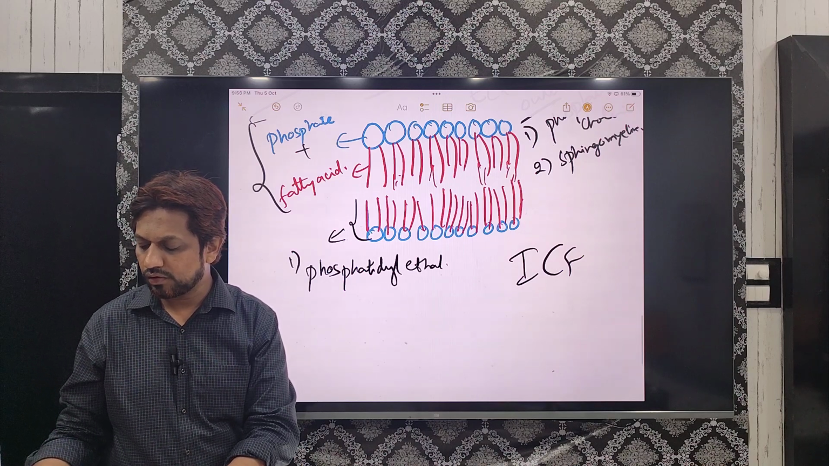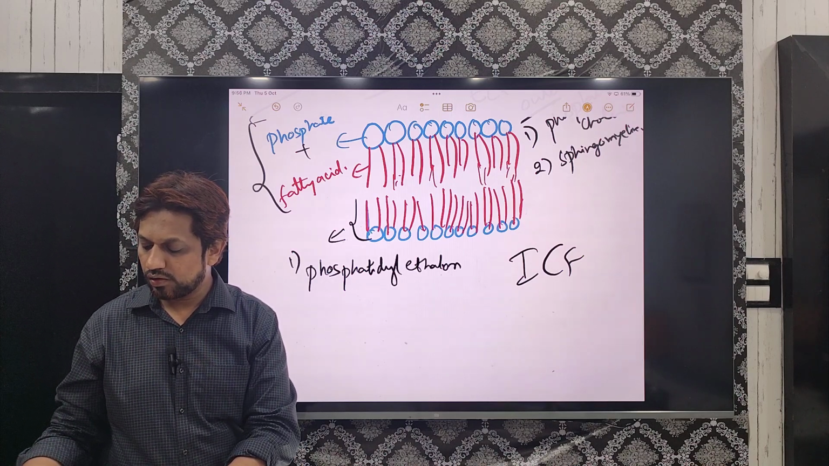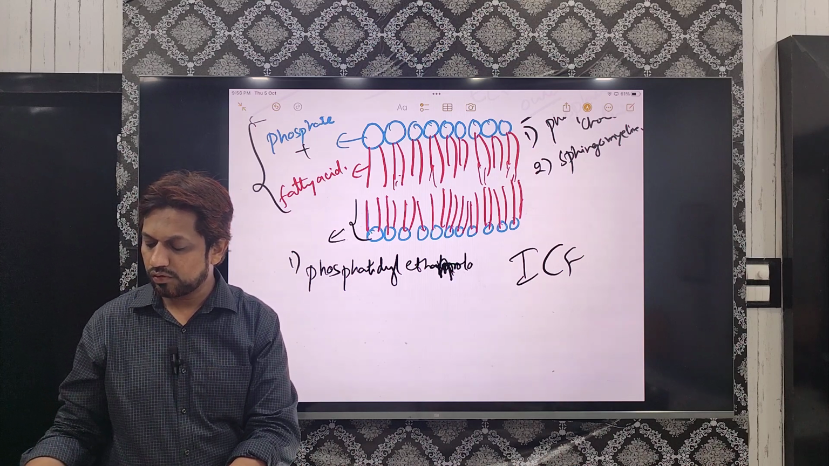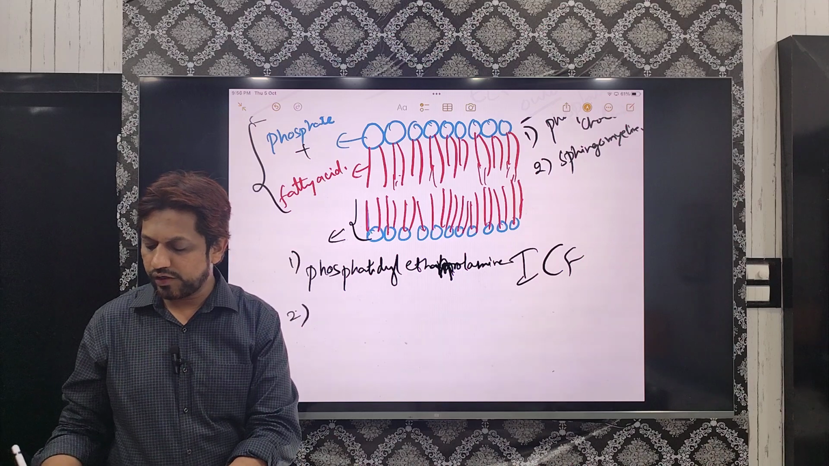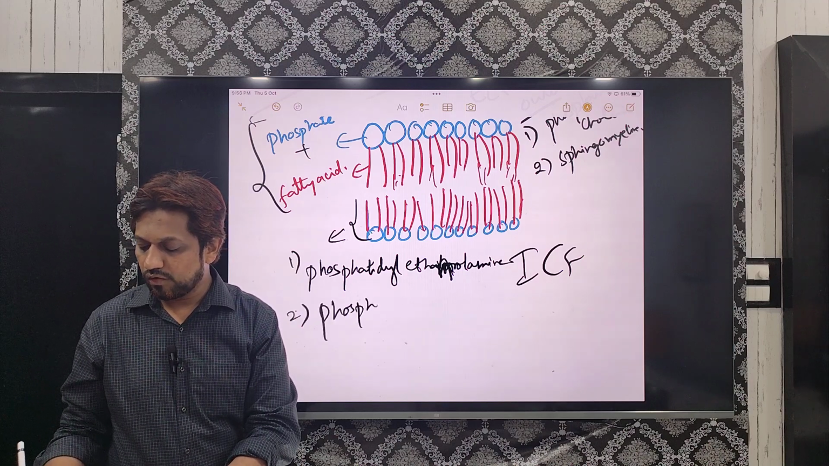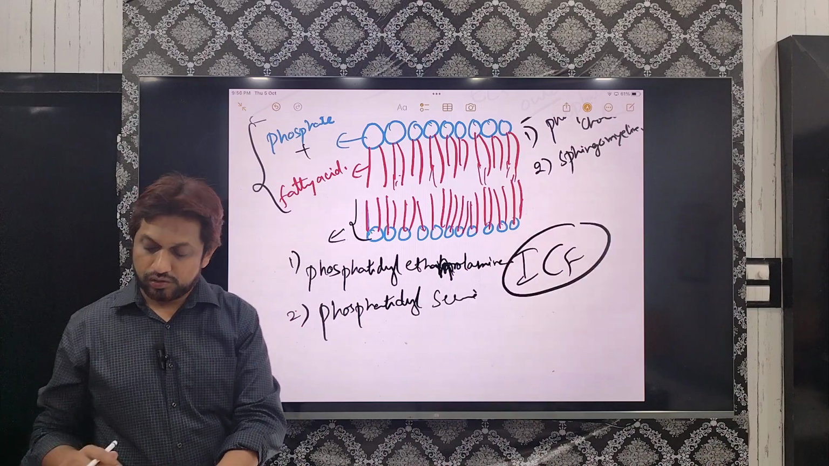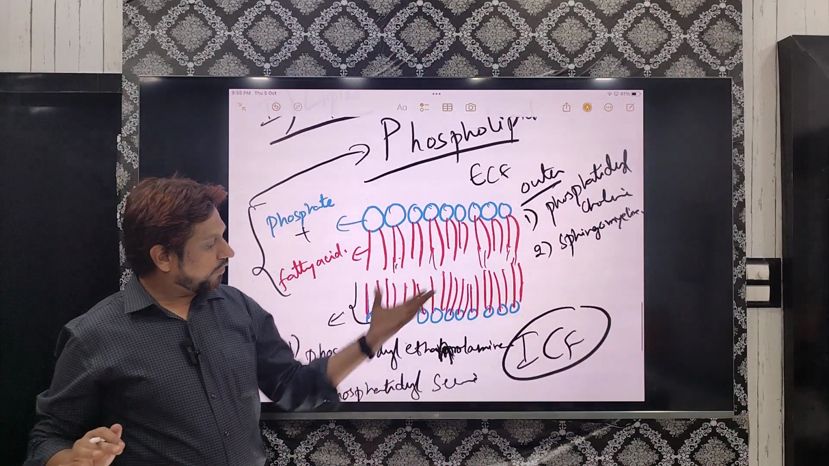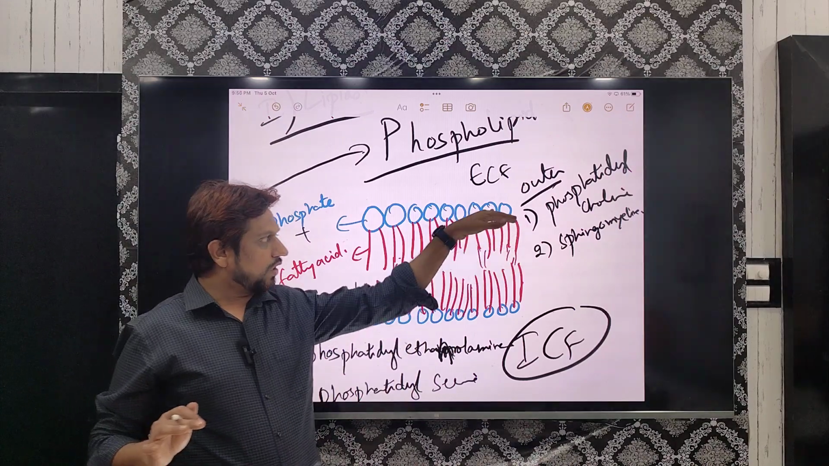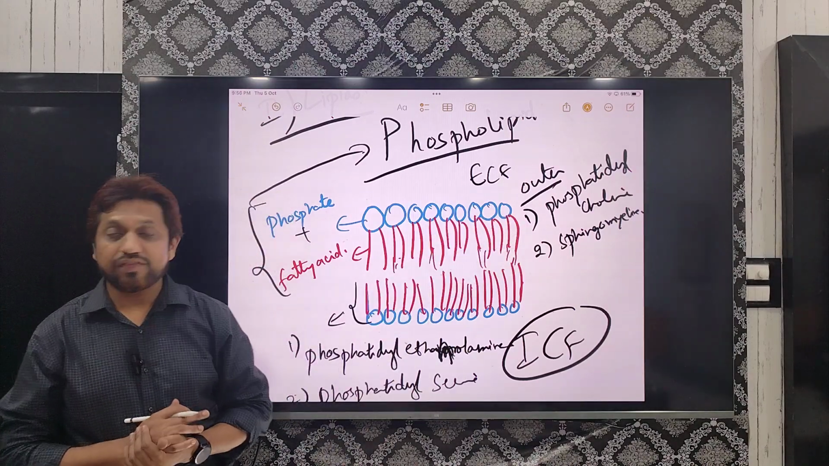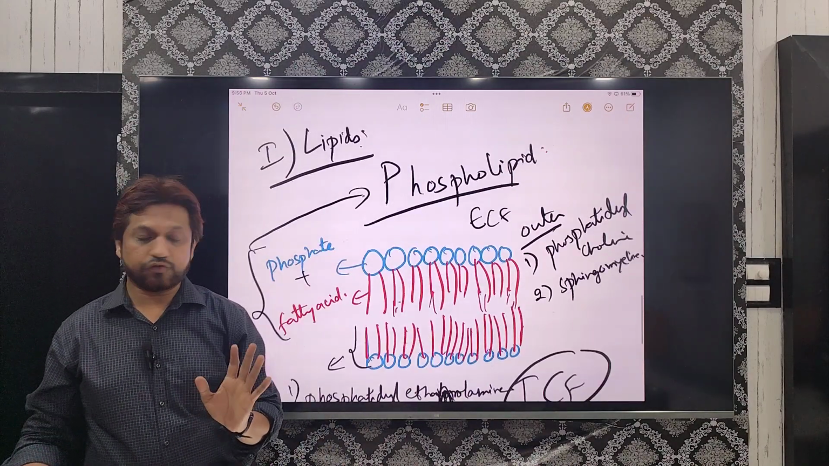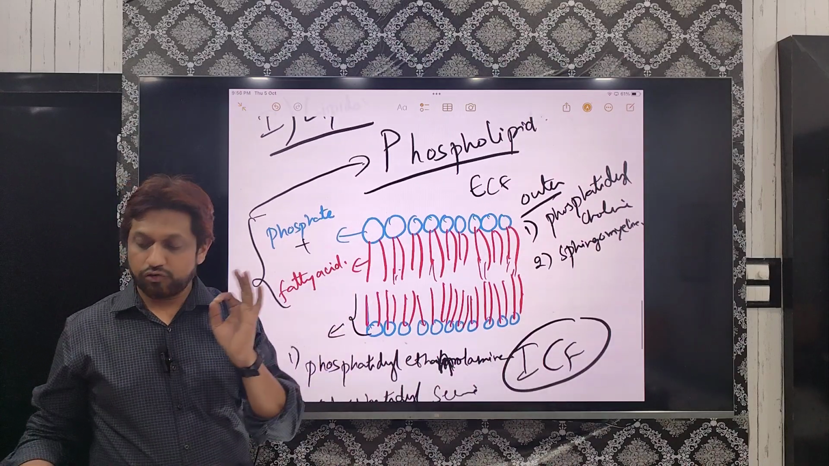Whereas the inner layer, the phospholipid constituents, are made up mainly or more commonly of phosphatidylethanolamine and phosphatidylserine. Okay, so this phospholipid composition varies between the outer and inner layer, that is, there is asymmetry. Now that is the one, phospholipid. Now there is one more.